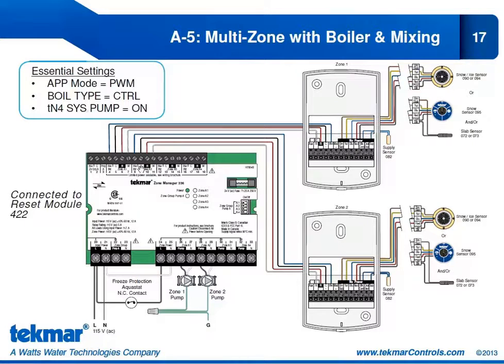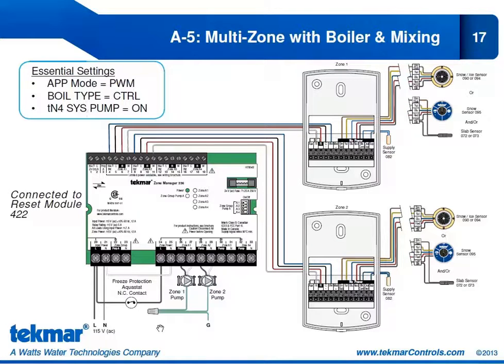Zone 2 is the same. We have TN4, C, and R from the Zone A2 input on the Zone Manager 336 coming over to the 654, TN4, C, and R. And again, the heat relay is connected to the W on that Zone A2 input. Zone A1, whenever that heat relay is closed, will be operating the Zone 1 pump. Likewise, when the heat relay closes on Zone 2, we'll be operating the Zone 2 pump.